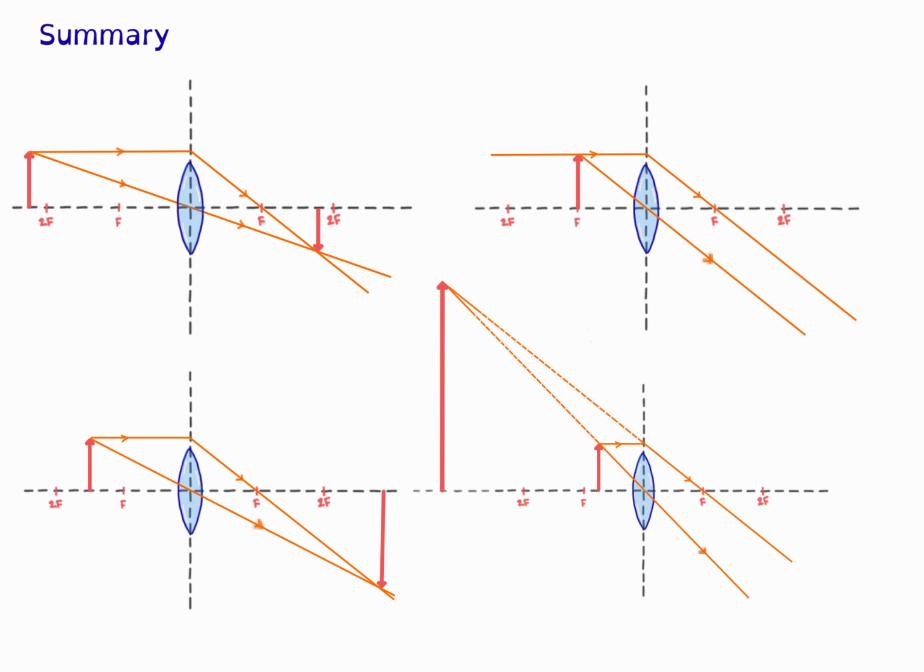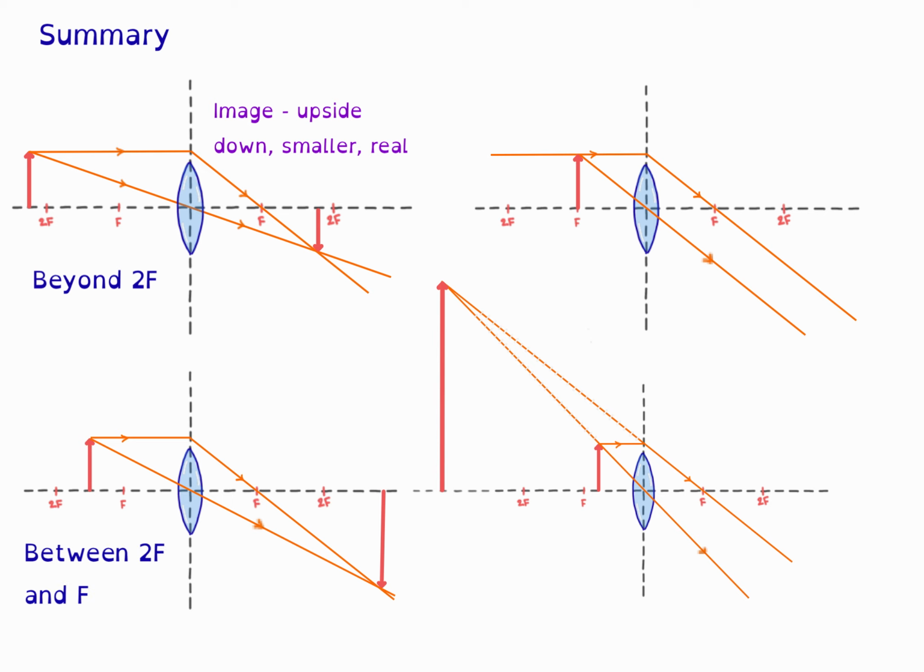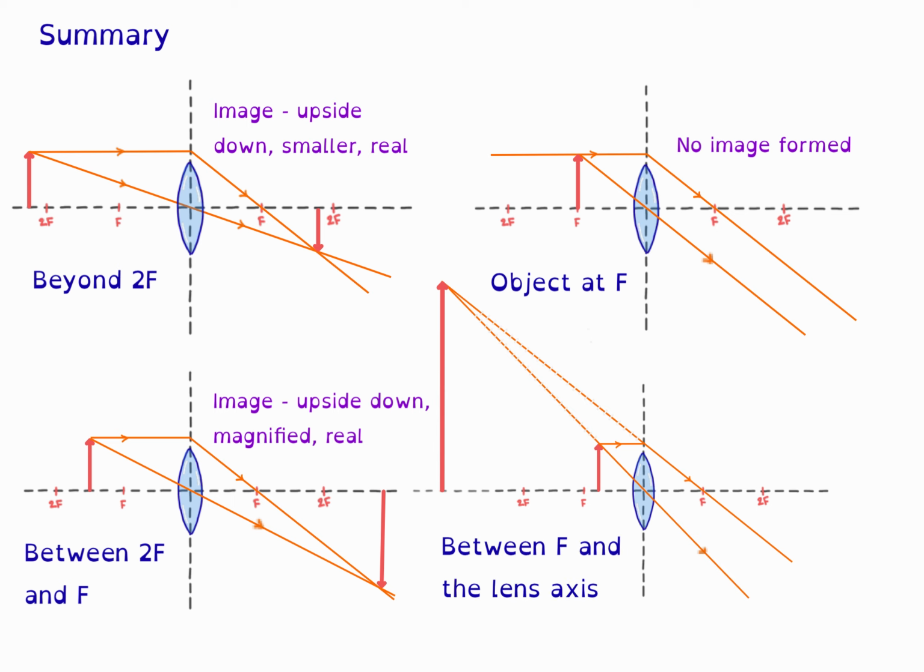Here we have a summary of the different images formed by a convex lens. When the object is beyond 2F, the image formed is upside down, smaller, and real. When the object is between 2F and F, the image is upside down, magnified, and real. When the object is at F, there is no image formed as the rays coming out are parallel. And when the object is between F and the lens axis, then we have a virtual image that is the right way up and is magnified.